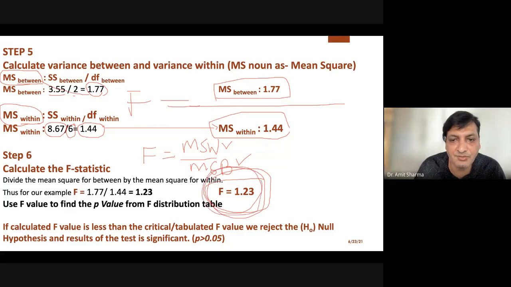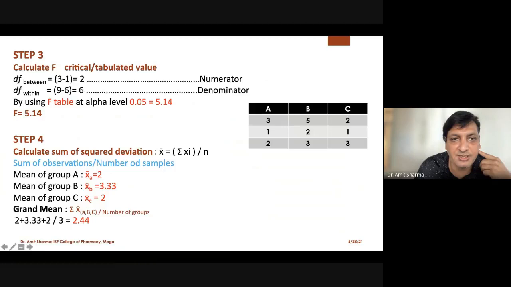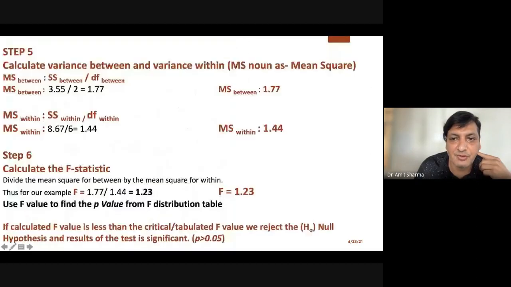So this is the F score which we have calculated, and here we have done the calculation, that F is equal to MSB divided by MSW, 1.77 divided by 1.44, we have got 1.23. So this 1.23 we are going to compare with the 5.14. I'll just check it out. The same, it is the same value. Yeah, 5.14. This is the tabulated value which we have taken from the table. So this 5.14 we will compare.